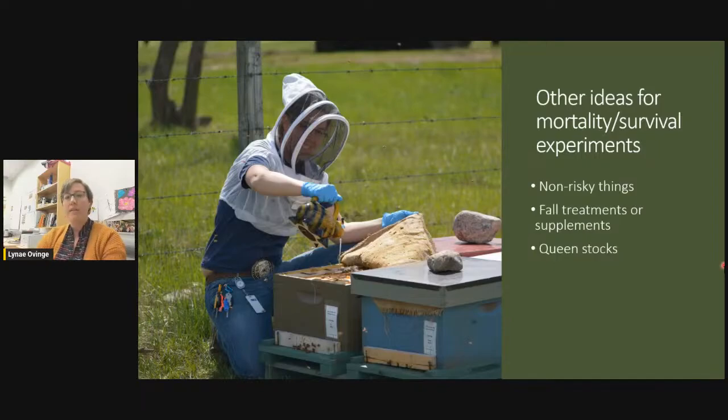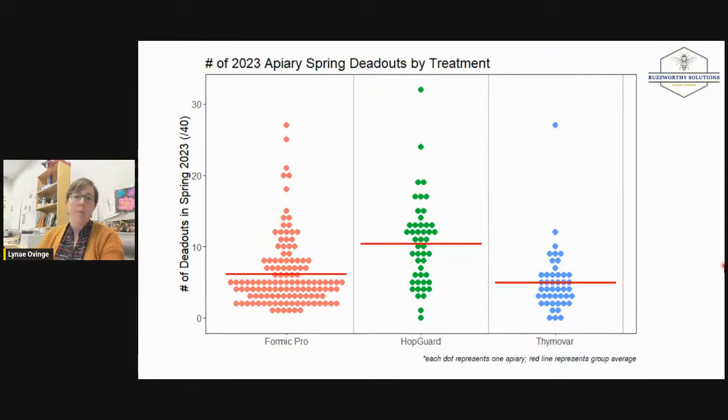So if you're thinking, well, that seems like a great way of doing research, that's what I want to do, right now I'll just talk about some other ideas I have for these mortality or survival type experiments. Now, obviously, we want to do non-risky things because he didn't know that HopGuard was going to cause him some extra deads. But obviously, there was a cost to putting this treatment on compared to if he just put this one on, right?